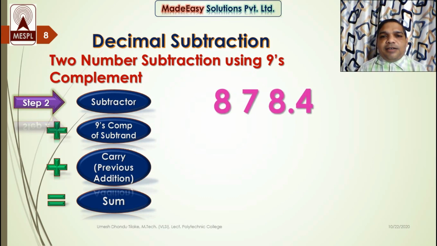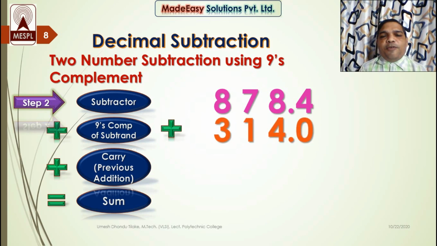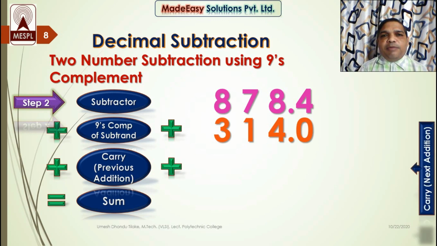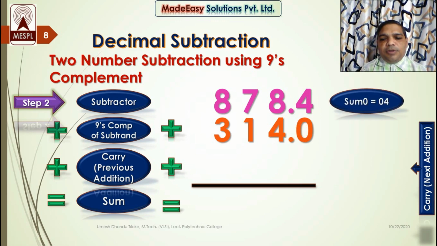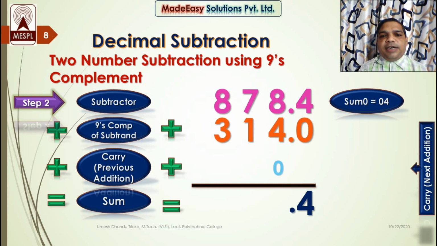So my subtractor is 878.4, and I will add the 9's complement of the subtrahend I got in the previous step, and that was 314. I will also add the carry generated in the previous addition over here, that will be put for the next bit addition, and I will get a sum over here. Start adding from the LSDs. So first add 4 with this 0, I will get sum 0 as 04. So I will put 4 over here, and 0 is the carry for the next digit addition.